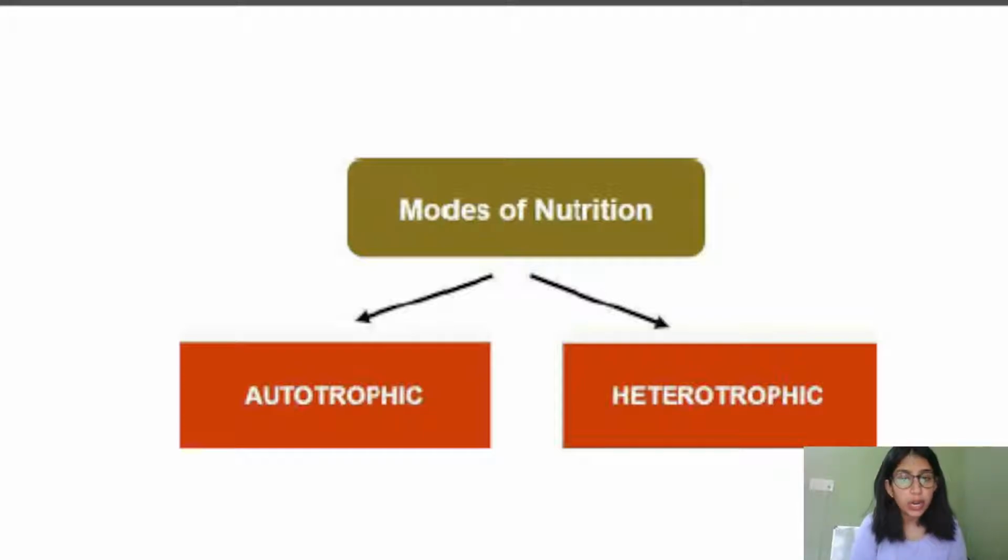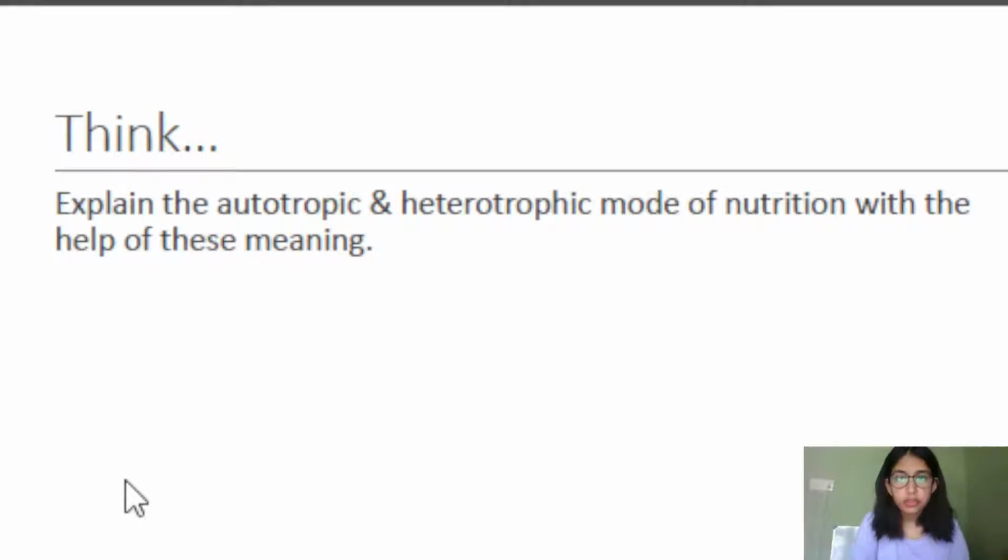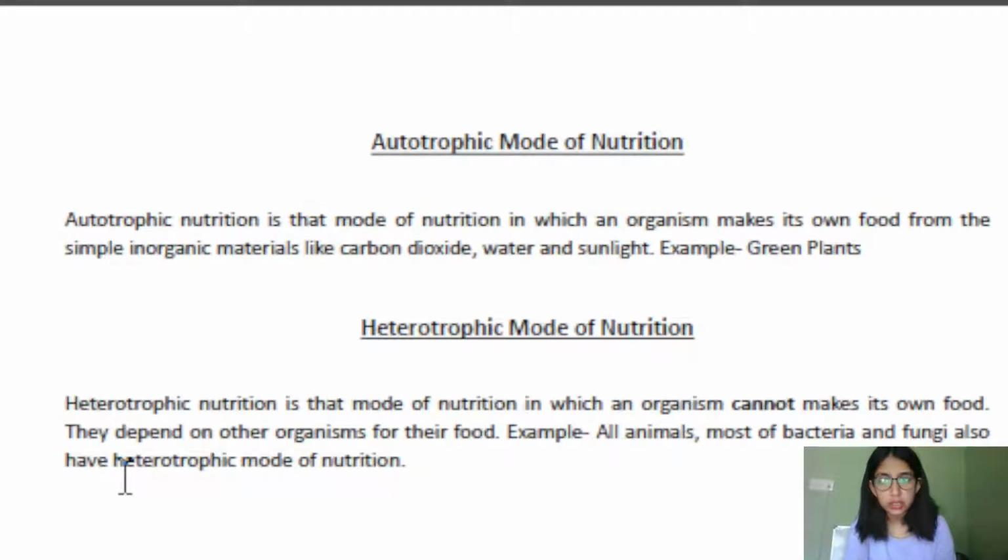But if we talk about the heterotrophic mode of nutrition, we include ourselves in this mode, because we also opt for it. The heterotrophic mode of nutrition is when an organism is dependent for its food on another organism, basically it can be plants or animals as well. That is why we term it the heterotrophic mode of nutrition. Yes, so we'll be moving forward now. Explain the autotrophic and heterotrophic modes of nutrition with the help of these.